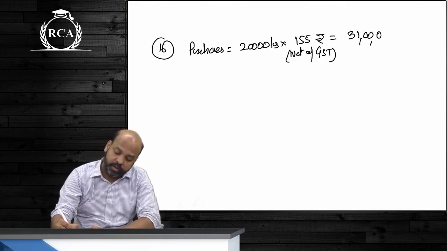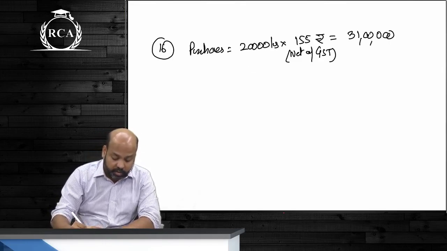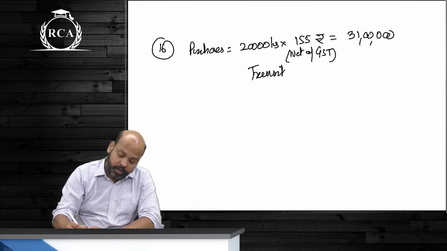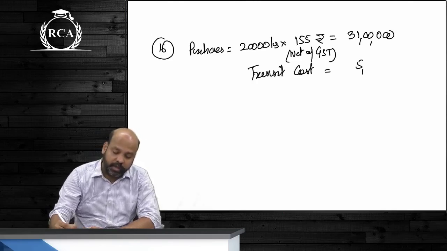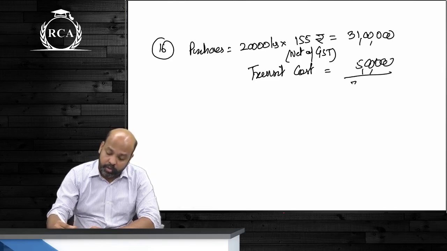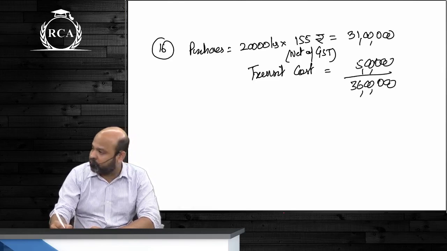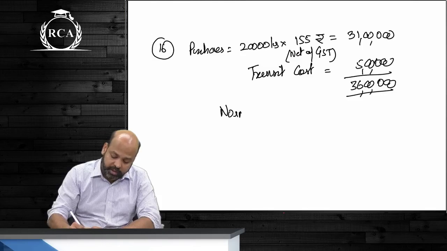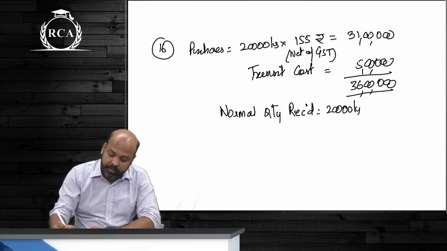31 lakhs. And other transit cost, beta, kitna hai? Transit cost, beta, is 5 lakhs. Total amount is 36 lakhs. What should have been the normal quantity received? Normal quantity received, beta, would have been 20,000 kgs minus 3%, 19,400.